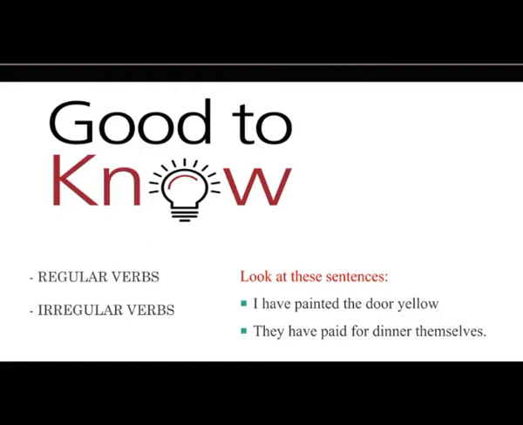Now take a look at these sentences. I have painted the door yellow. They have paid for dinner themselves. Both the sentences are in the present perfect tense.